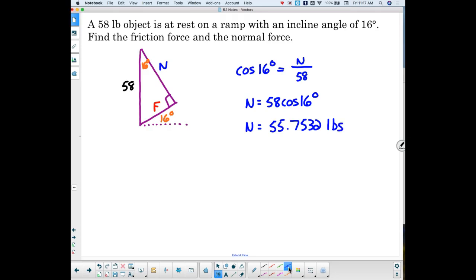I get 55.732 is my normal force. Then for friction, sine then.